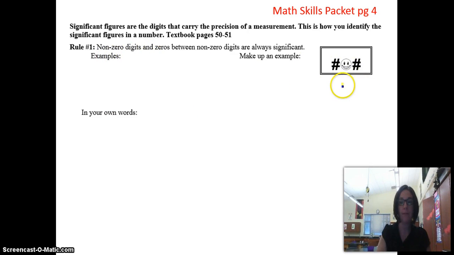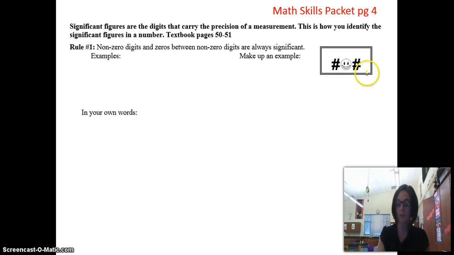The first rule says that non-zero digits are always significant. So in my infographic over here, that means if it's 1, 2, 3, 4, 5, 6, 7, 8, 9, a non-zero digit represented by a number sign, it's always a significant figure. And then zeros that are in between those are also significant figures. So in my infographic, if it's a smiley face, that's a zero, that's a significant figure. So in this little infographic, we have a number sign, which is 1 through 9, a 0, and then a 1 through 9. And since that zero is in between, it's a significant figure.